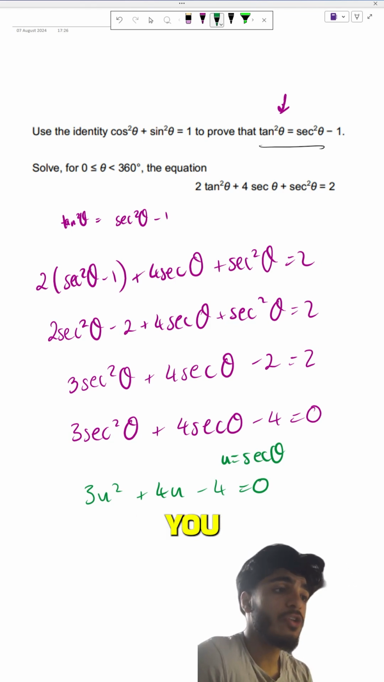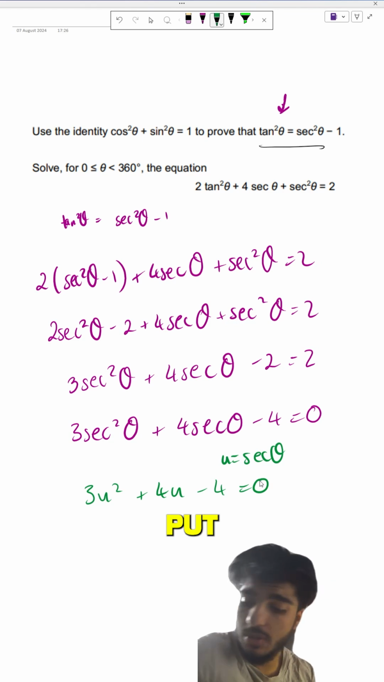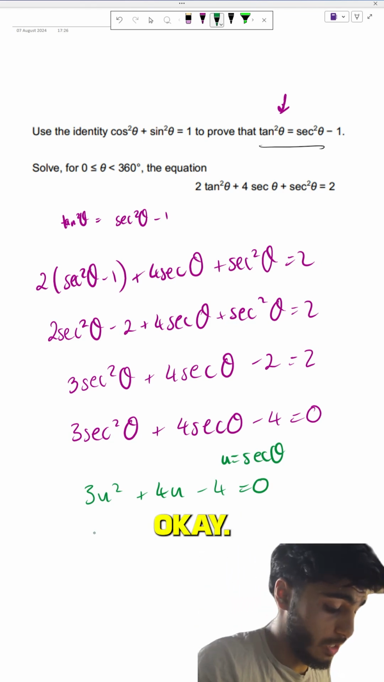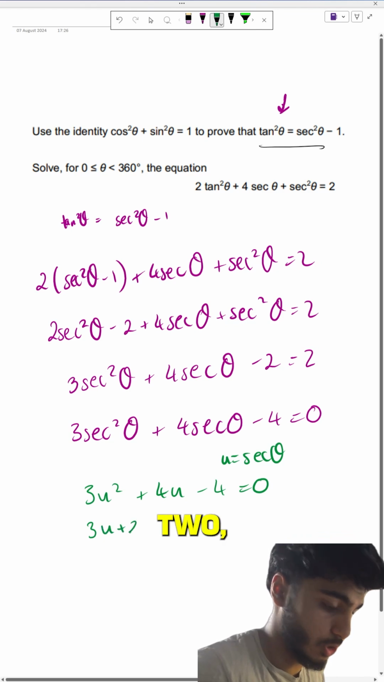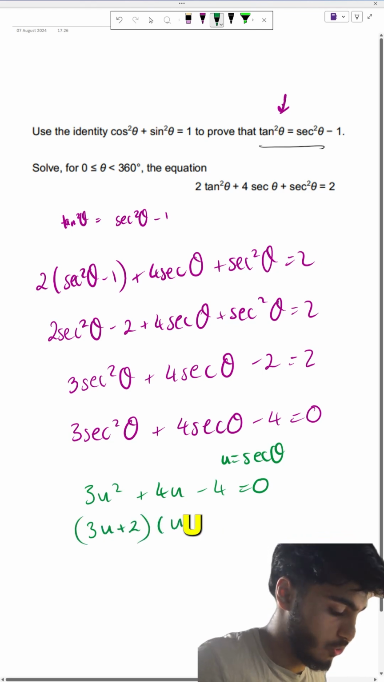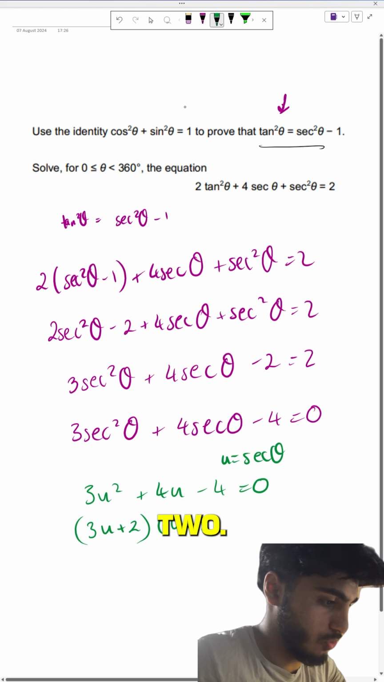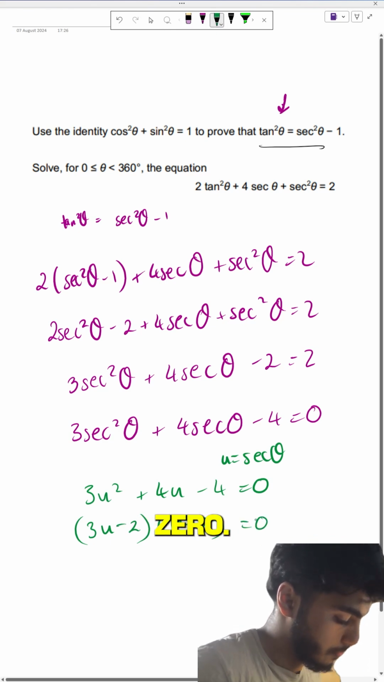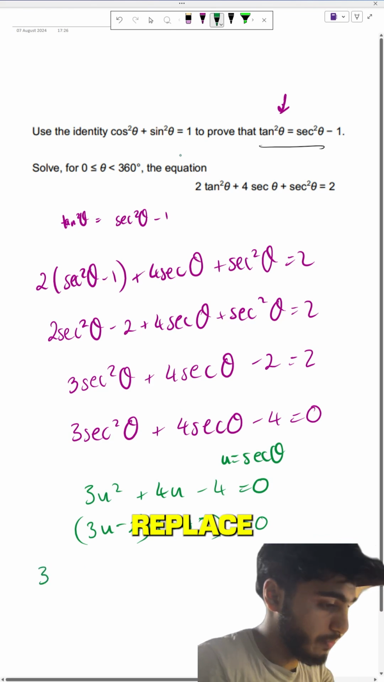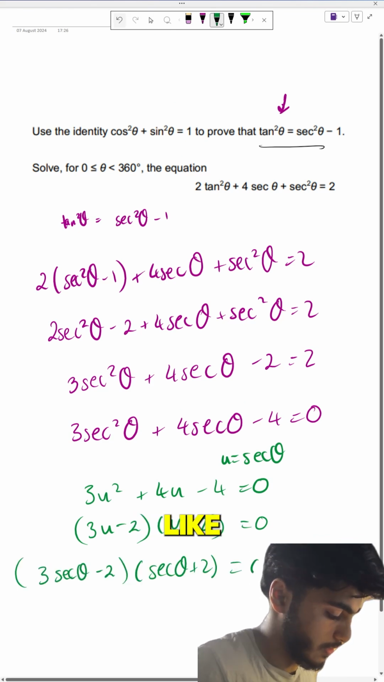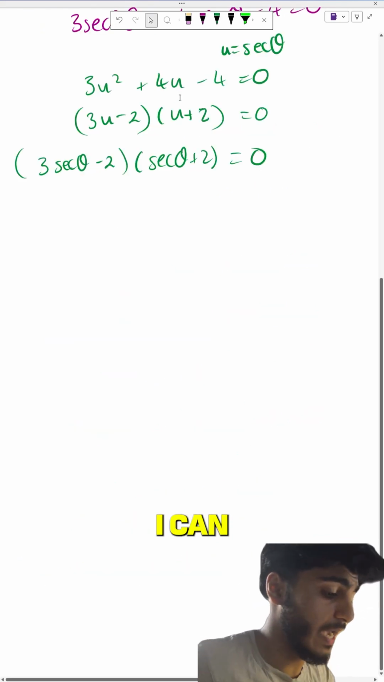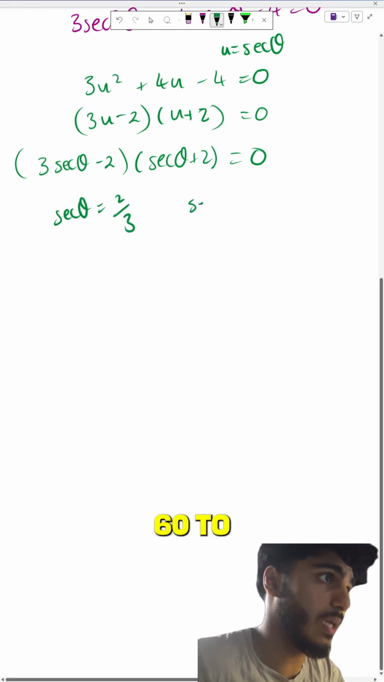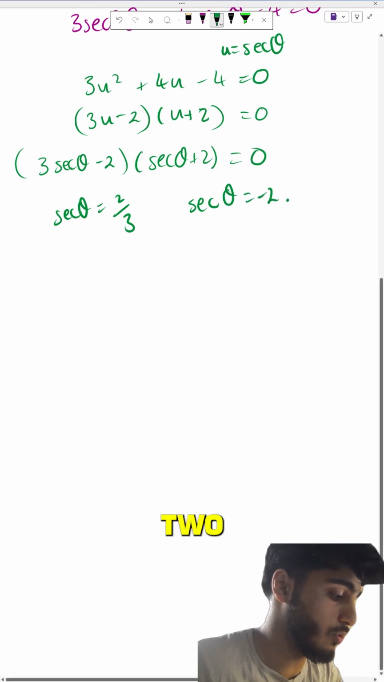You can use whatever method you like. What I'm going to quickly do is put this into my CG50 calculator. Actually, it does factorize. It'll factorize to 3u minus 2 times u plus 2, is equal to 0. And I can replace the sec theta back in, like so. Now from here, I can solve. So I end up with sec theta equal to 2/3, and sec theta equal to minus 2.